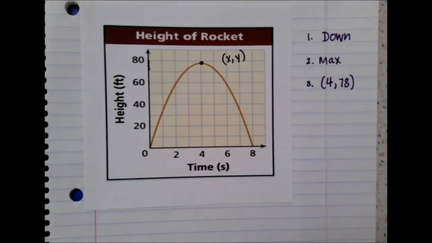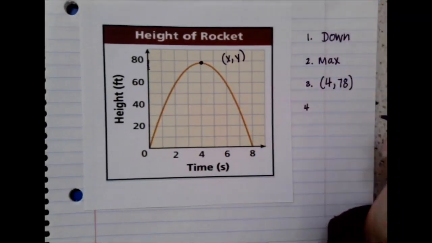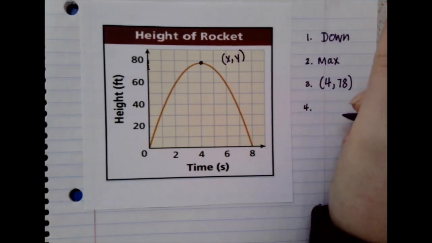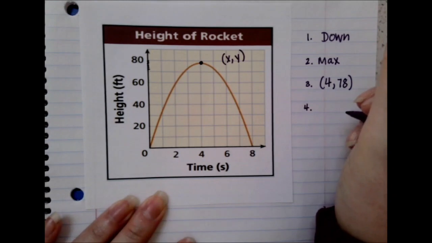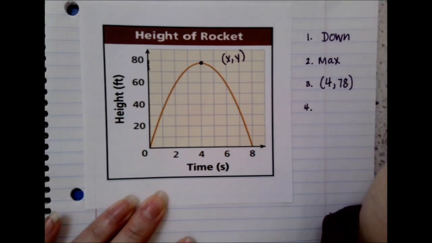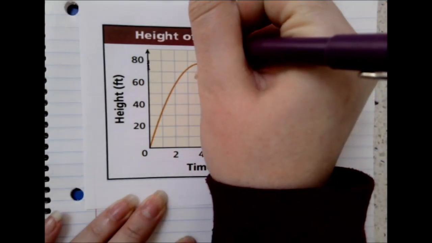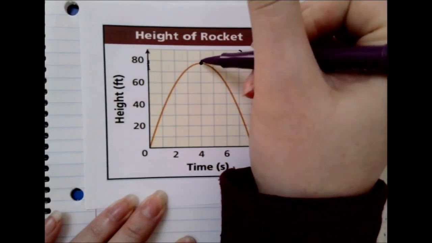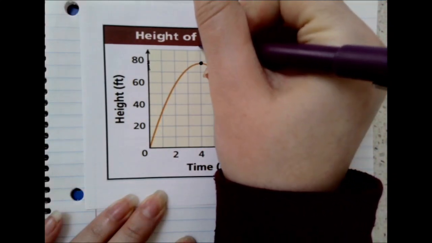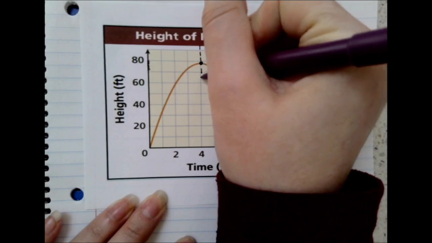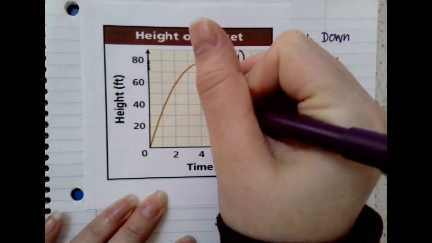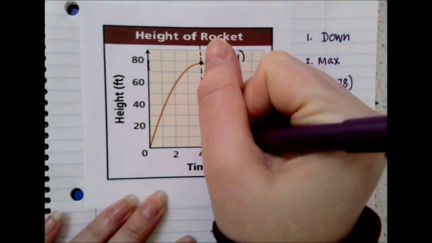Question 4 asked us for the line of symmetry, also sometimes called the axis of symmetry. And that line of symmetry is going to be the vertical line that cuts our quadratic right in half down the middle. And I like to draw that line in, and it's always going to go through my vertex, so I can use that as a point of reference.